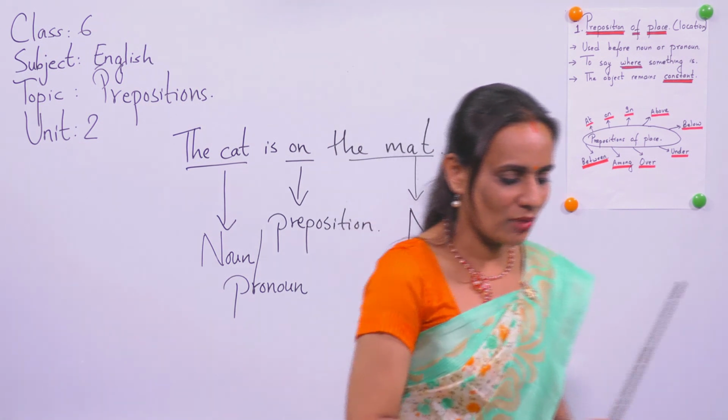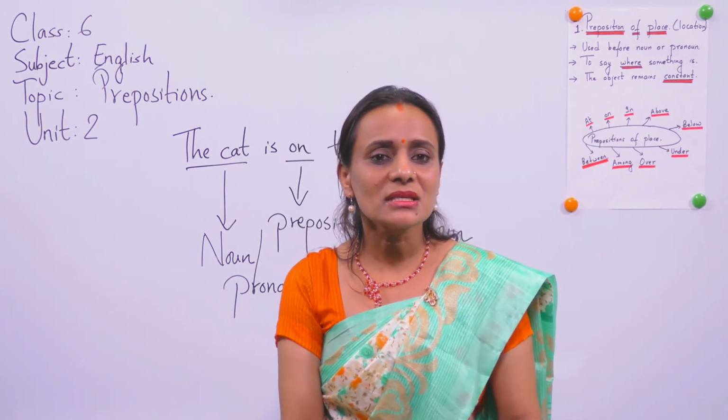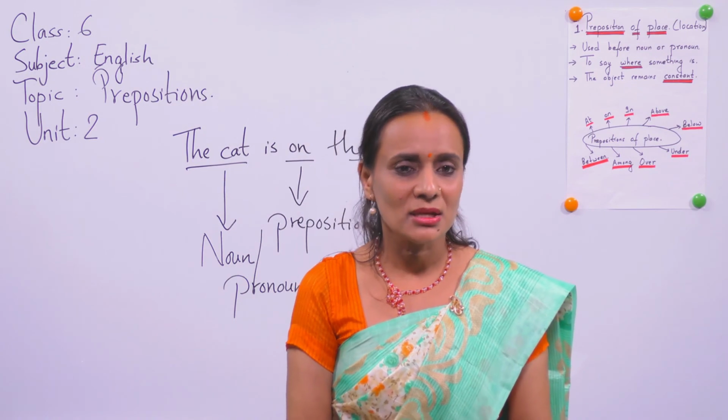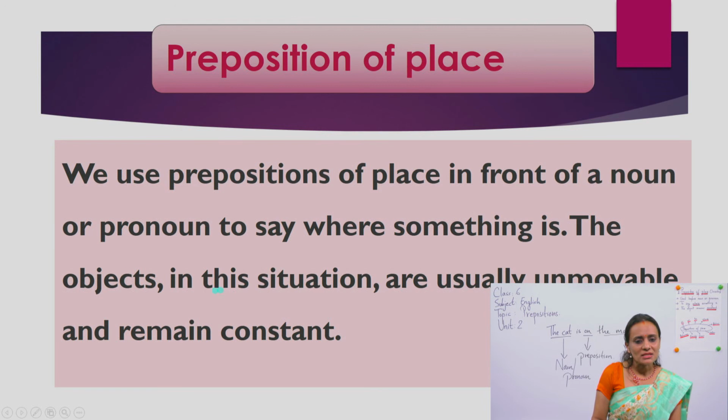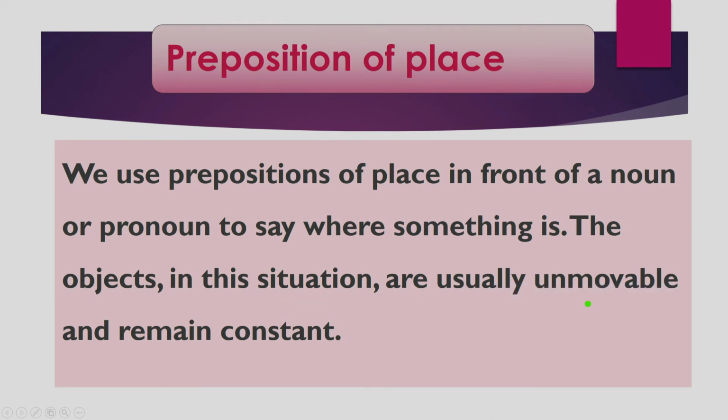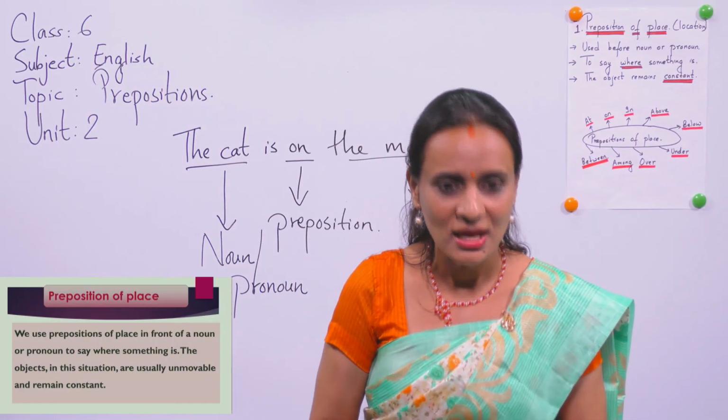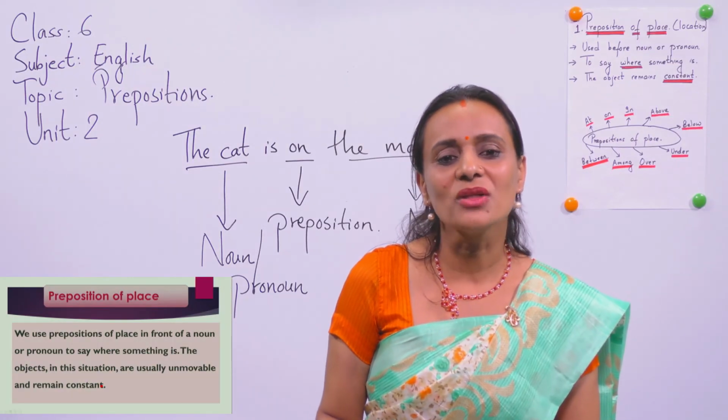Now let's go through our slide. Okay, first of all, let's see the definition of prepositions of place. We use prepositions of place in front of a noun or pronoun to say where something is, as I have just told you, to say where the object is, where something is in a fixed location. The objects in this situation are usually unmovable. Unmovable means it does not move from one place to another. It remains constant. I have already told you, isn't it, my dear students? And it remains constant.